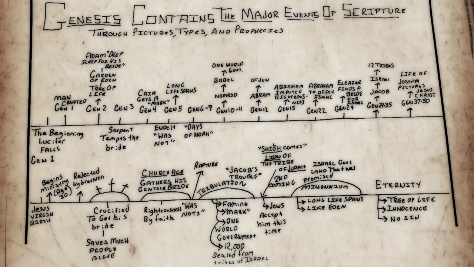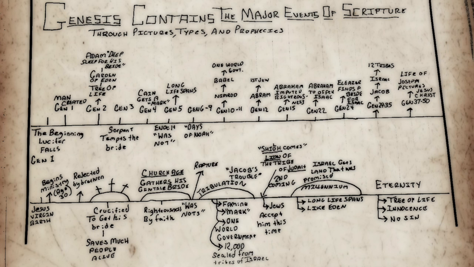See how the Lord shows you. You discover the entire Bible reading the book of Genesis. Right there, we've just already discovered the church age, the rapture, the tribulation, the millennium, eternity. Already, all these things about the Lord Jesus Christ, already, just in the first 9 chapters.